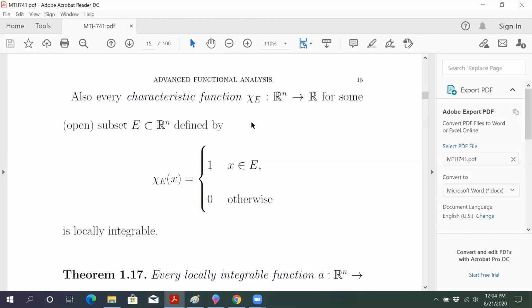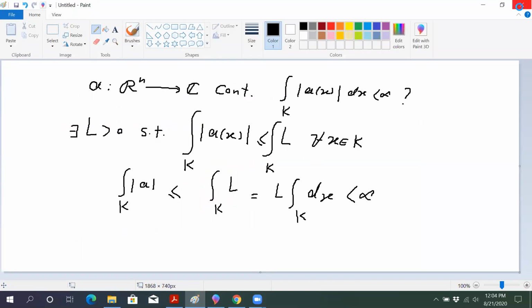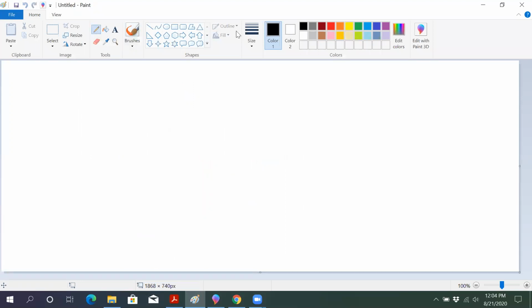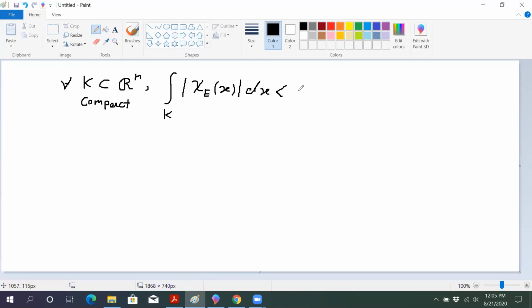Okay, so let's move here. We are going to show that every characteristic function is locally integrable. Let me close this one to save time and open a new page. Look at here. We have to show that for every compact set K in Rn, the integral of the absolute value of chi E of x, dx, on K is finite.